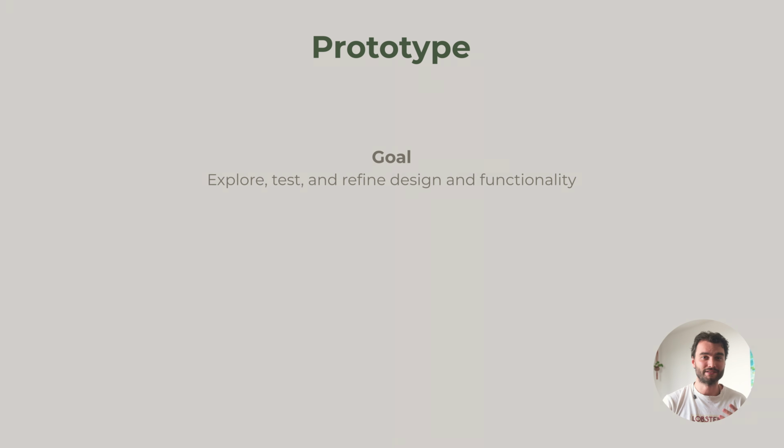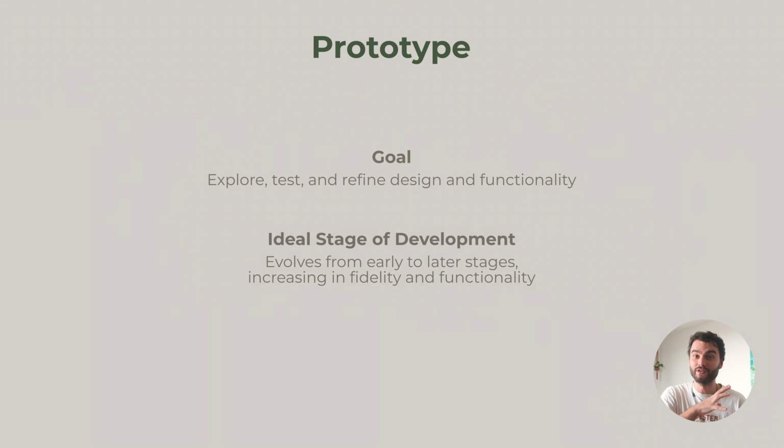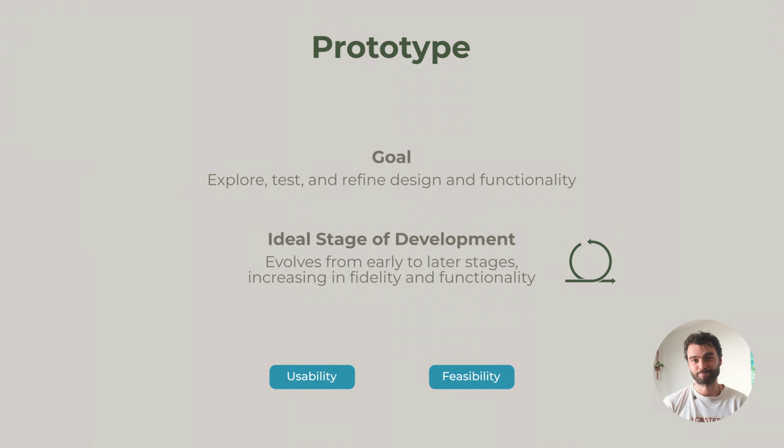Next is the prototype stage. Here the aim is to explore, test and refine your product designs and functionality. This stage evolves continuously, starting from early development stages and increasing fidelity as you progress. The focus is on iterative design and functional refinement, advancing from basic outlines to more detailed working models. In prototyping, the main risks that we test are usability and feasibility.